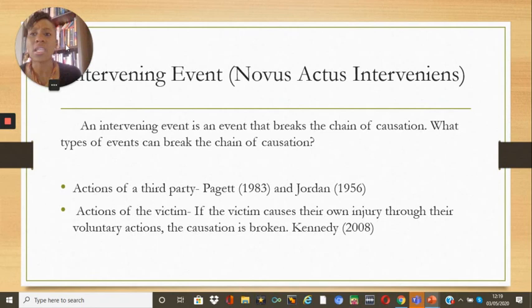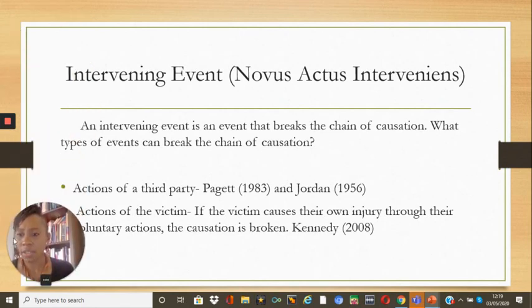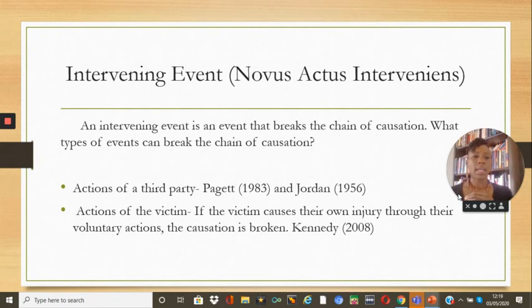Another thing that may come up is that the defendant may argue that there has been an intervening event, which means they're not to be blamed for the consequences.